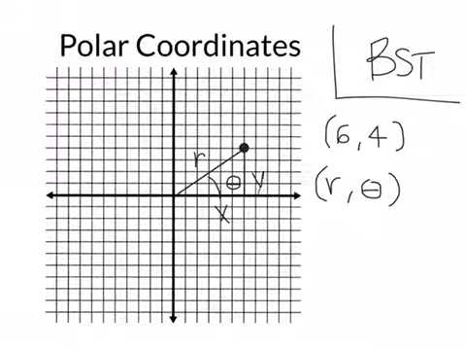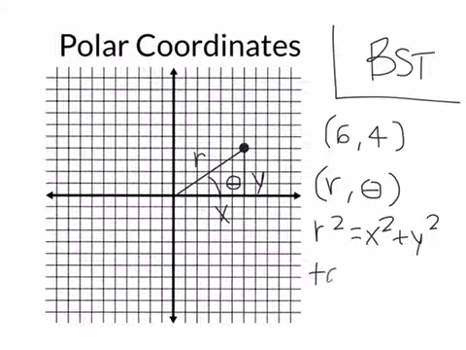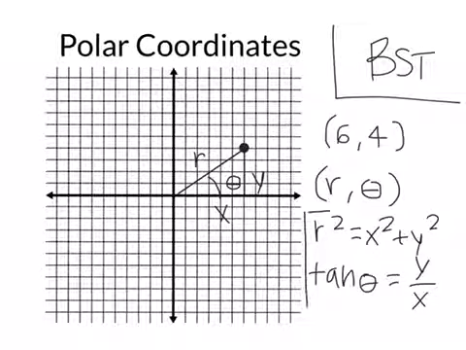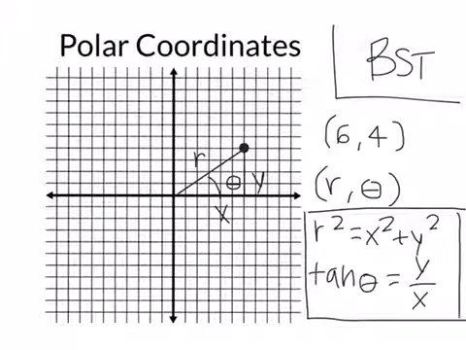if we say x, y like this, two important identities show up. By the Pythagorean theorem, r squared is equal to x squared plus y squared. And SOHCAHTOA says that tangent of theta must be equal to y over x. So now these are two important identities when converting between polar coordinates and Cartesian coordinates.